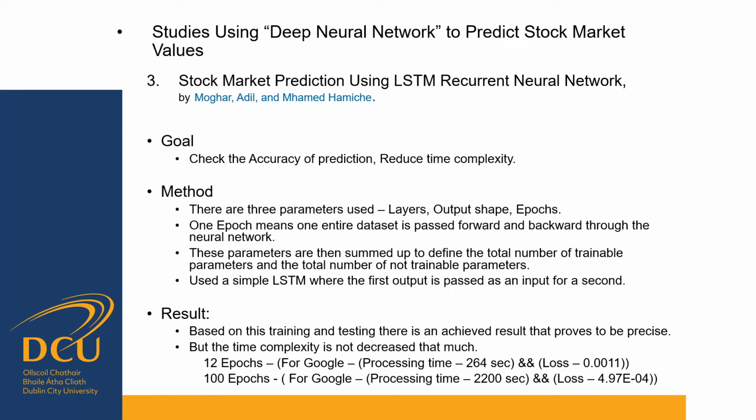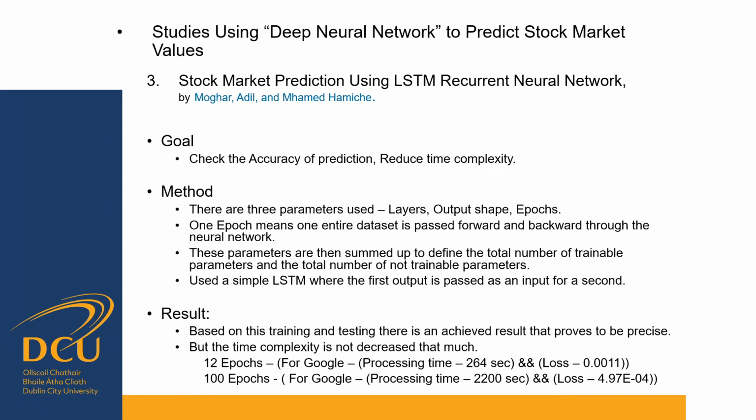In this paper, the researcher aimed to check the accuracy of the prediction and reduce the complexity of their proposed model. The researcher used three parameters like layer, output shape, and epoch. One epoch means one entire dataset is passed forward and backward through the neural network. These parameters are then summed up to define the total number of trainable parameters and the total number of non-trainable parameters. The researcher used a simple LSTM method where the first output is passed as the second input.